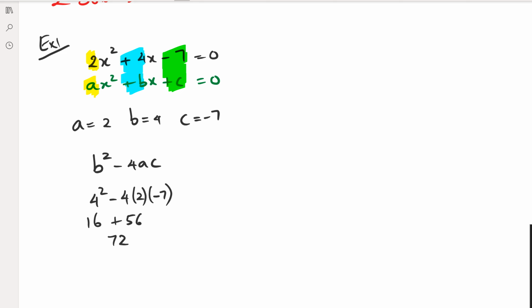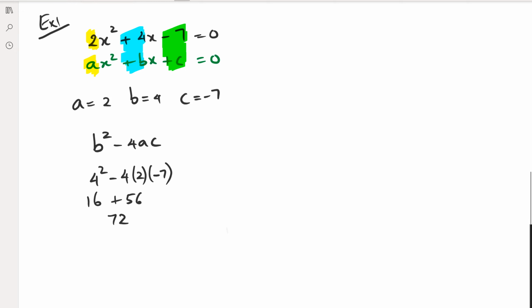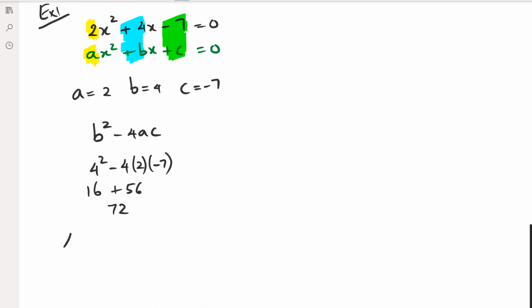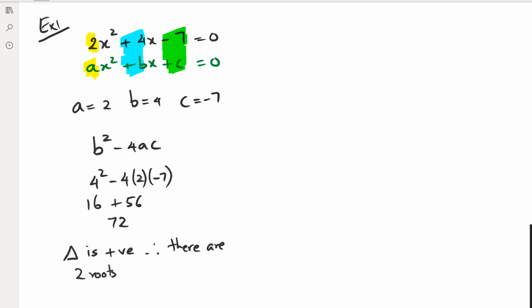And so we have a discriminant that is a positive number. So we're going to say the discriminant is positive. Therefore, there are 2 roots, or you can say 2 solutions as well. Okay, so this is one example.